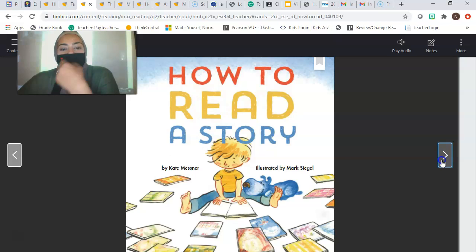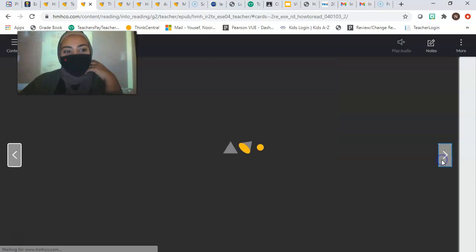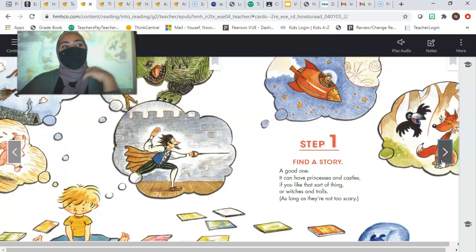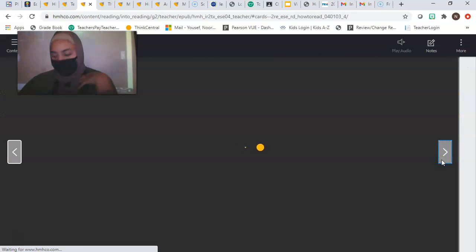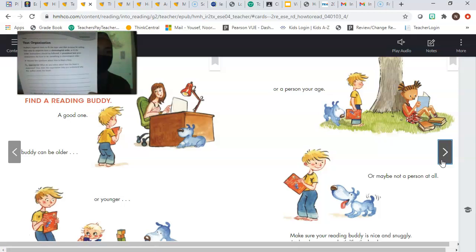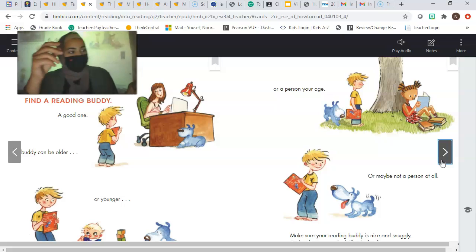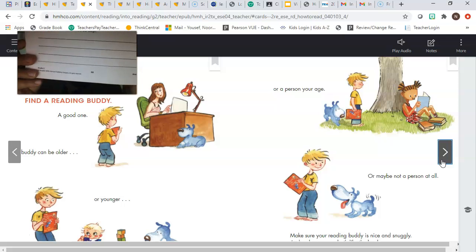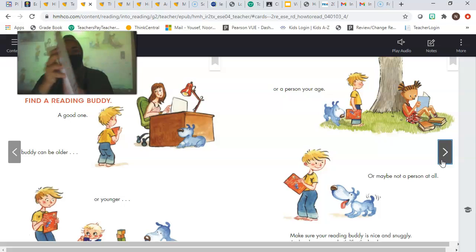The author, Kate Messner, basically told us and showed us how to read a story step by step and how to make it fun. What we're going to work on today is this text organization paper. I gave it to you guys. You should have it. It's page 98. Okay? So let's take that out.